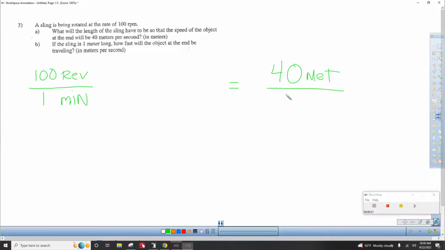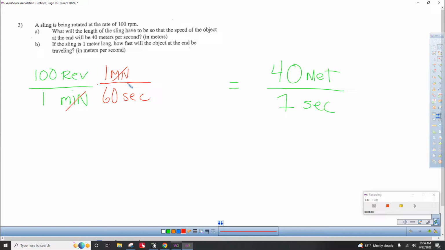And on this, just always include your units. So we got revolutions per minute, we got meters per second, and we're looking to solve for radius. Well, we can't solve for it until we get both the left side and the right side to have the same units. So let's go, 1 minute has 60 seconds. And now we're in revolutions per second. We need to get to meters. Well, how are we going to get to meters?